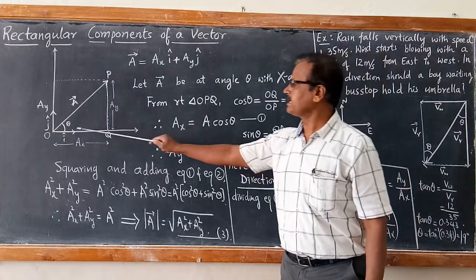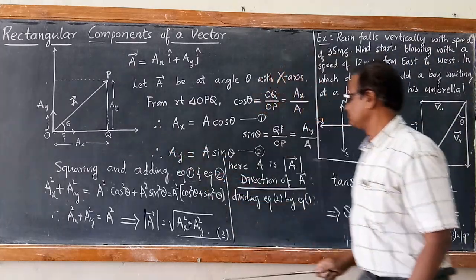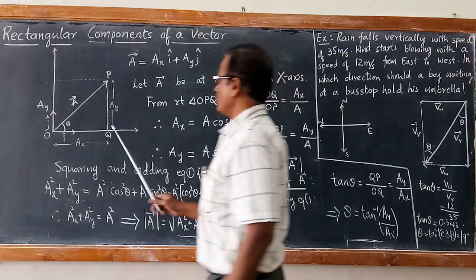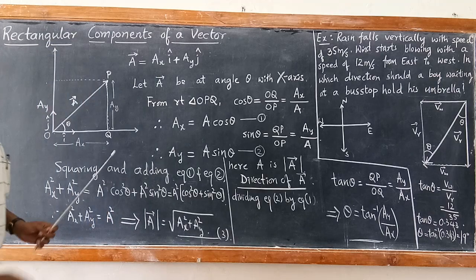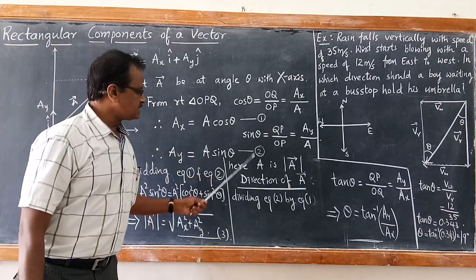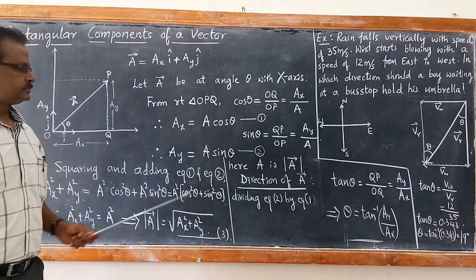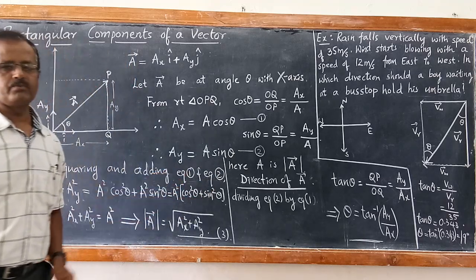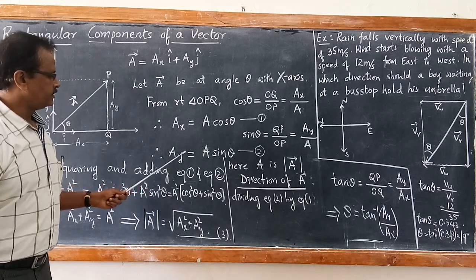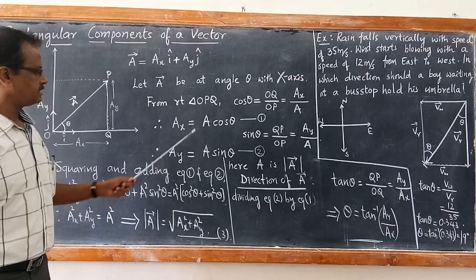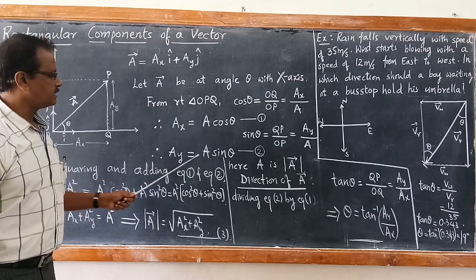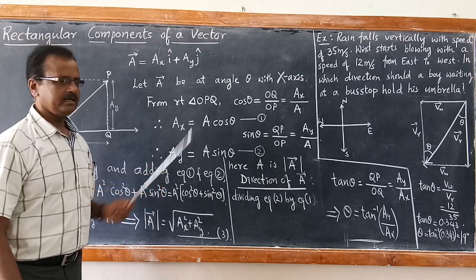Again, consider the right angle triangle OPQ. Direction of vector A. Next, use again the same equations 1 and 2. Dividing equation 2 by equation 1, you will get ay by ax equal to a sin theta by a cos theta.